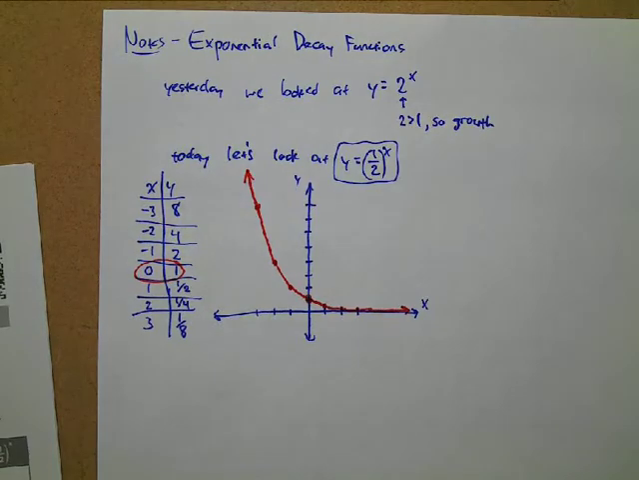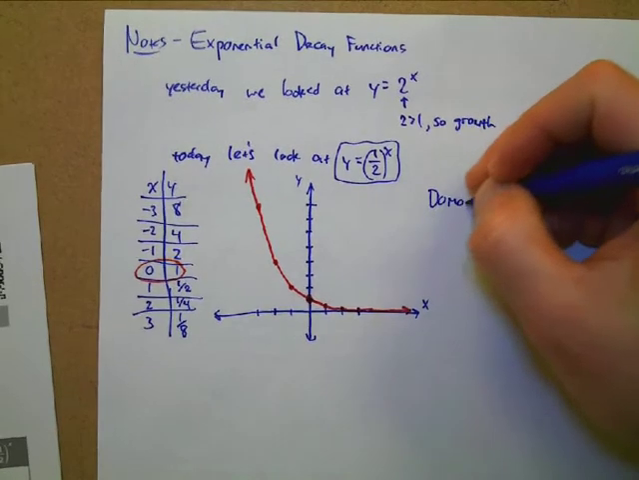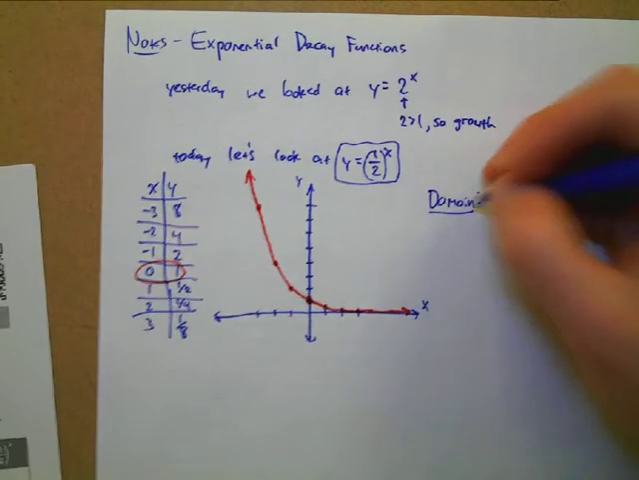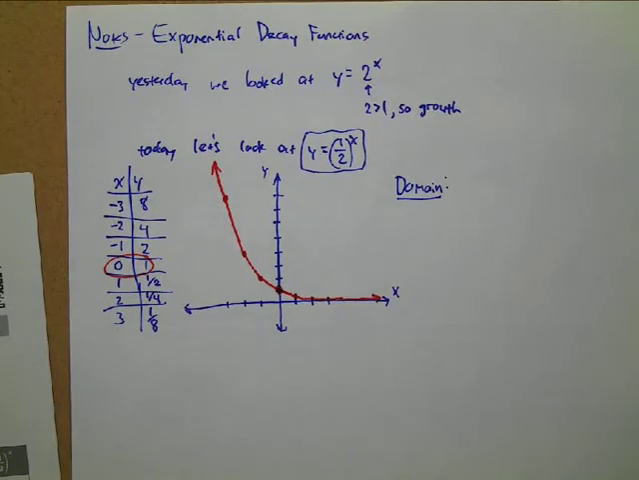Do the same thing we did yesterday: talk about domain and range. What is the domain of this graph going to be? Negative infinity to infinity. Yep, you got it. We can put in any x value we want here. There's no way we could divide by 0, or take the square root of a negative. So the domain is negative infinity to infinity.